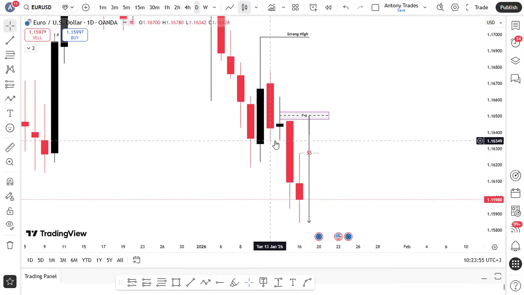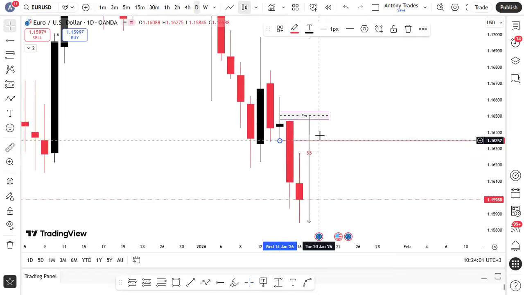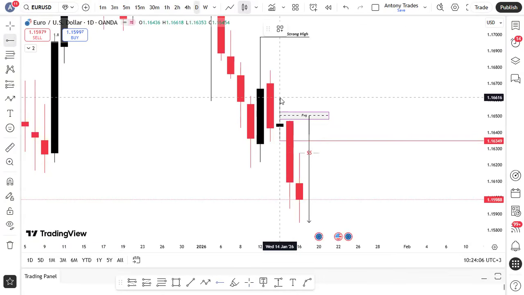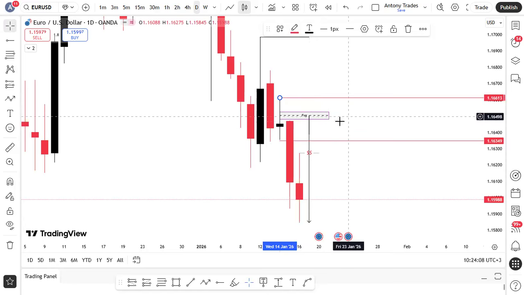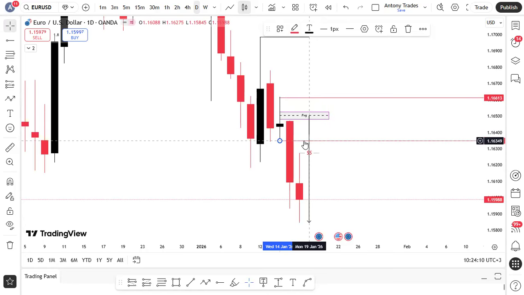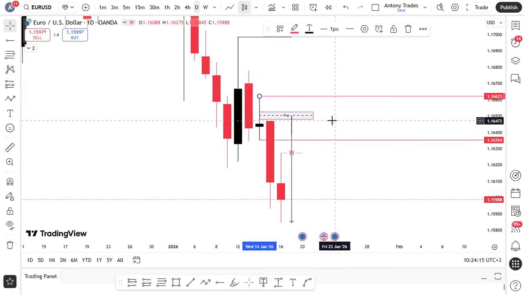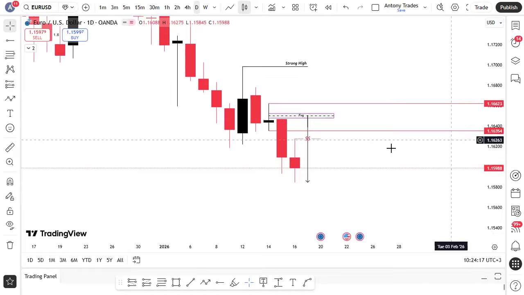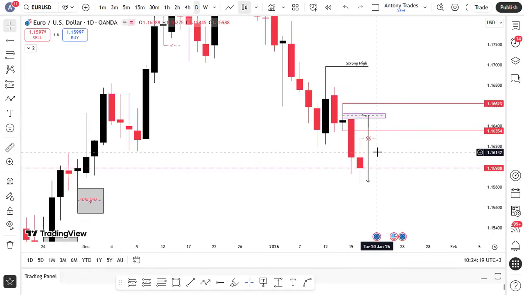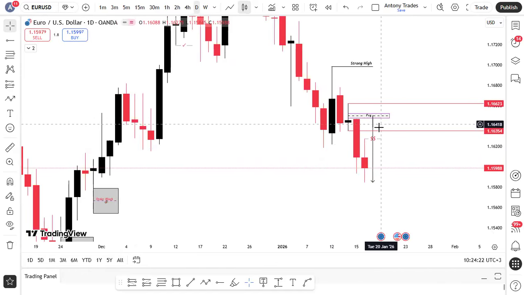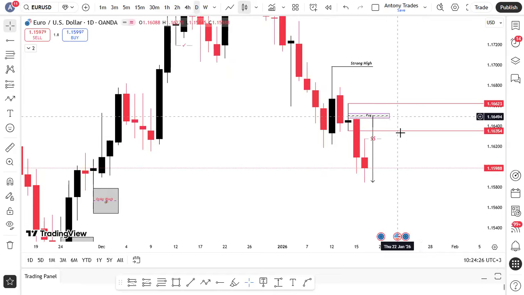Don't forget, I still have my daily order block. Once the market comes to this area, I will go to the lower time frame and look for a confirmation from this area for me to go bearish from that order block. So don't forget about that. That is my anticipation on the daily on EURUSD. Those are the areas where I will be looking for my selling opportunities.